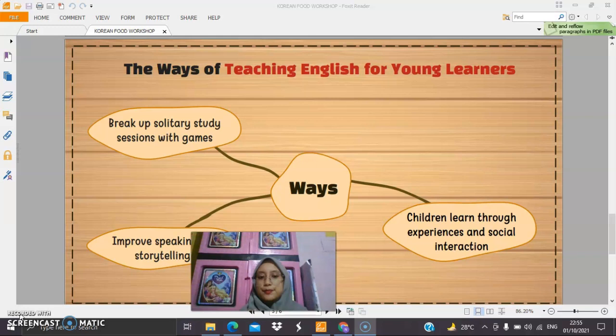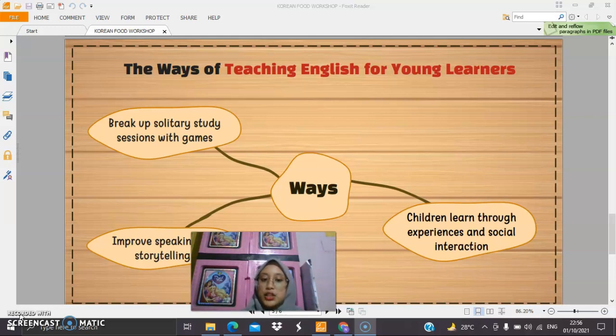The next is improving speaking by storytelling. So, speaking can also be taught through storytelling. There are some reasons that can be highlighted for using storytelling to teach young learners. First, helping children master the rhythm and sound of language. Second, helping children master the vocabulary and grammar of the language. Third, helping children practice listening, speaking, reading, and writing skills.